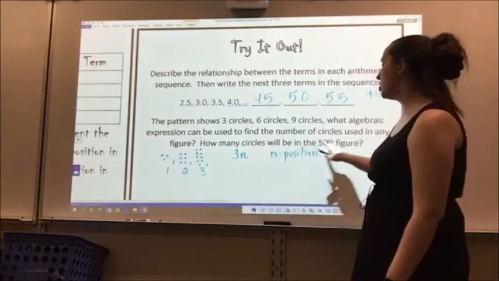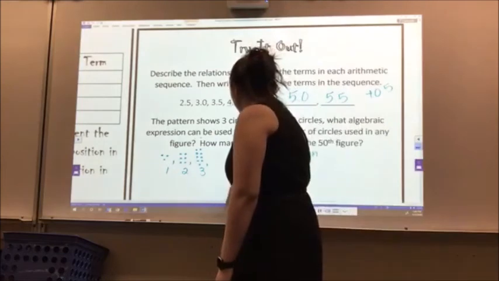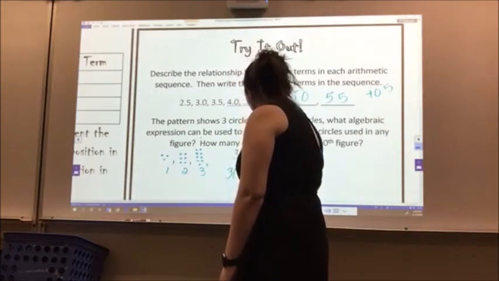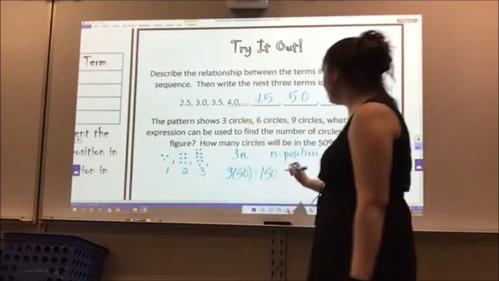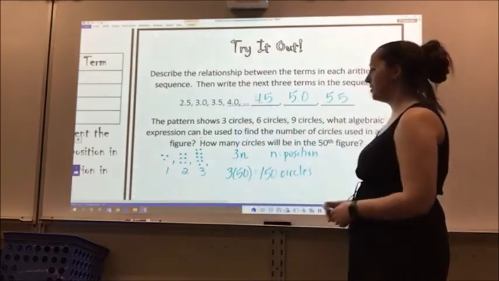And I want to know how many circles will be in the 50th figure. So 3 times 50 equals 150. So 150 circles will be in the 50th figure.